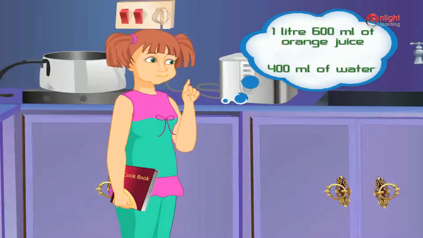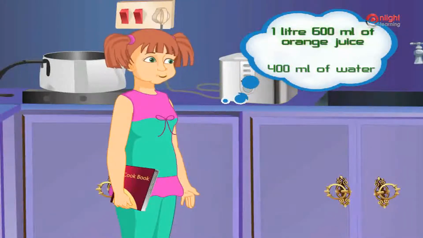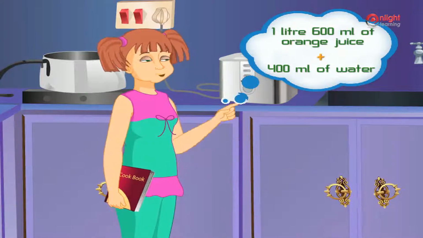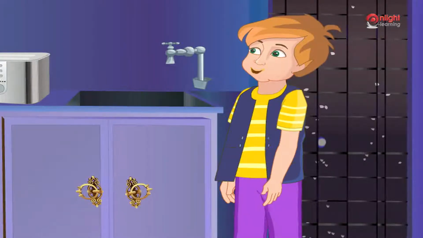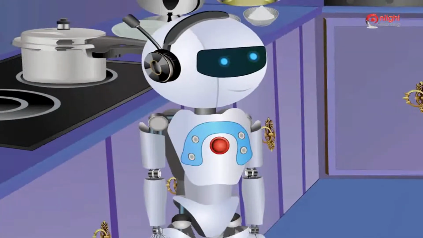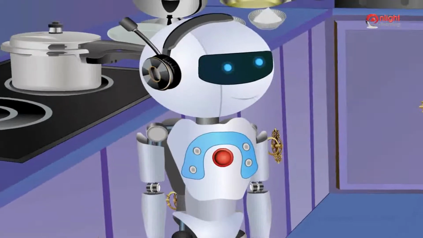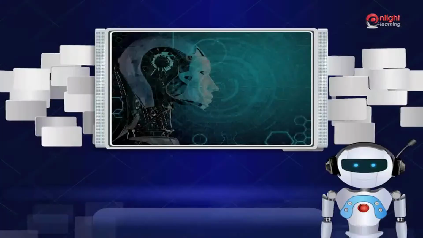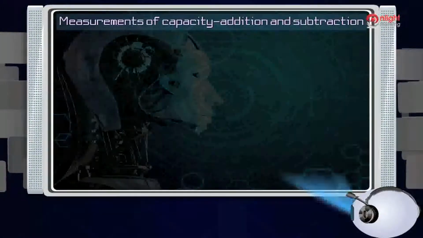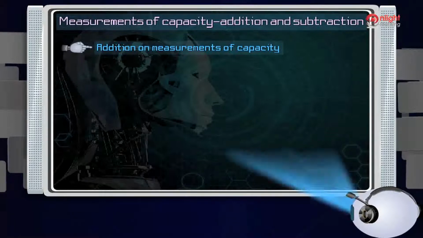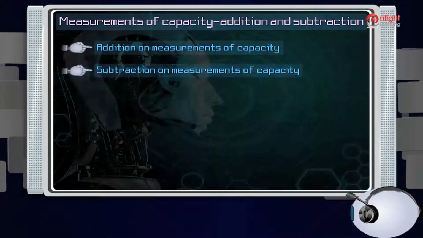Well, that is equal to the sum of the volumes of orange juice and water. But how do we add measurements of capacity which are in different units? Chitti, can you help us out with this problem? Sure, learning how to add and subtract measurements of capacity will help in solving this problem. Today we shall learn about addition on measurement of capacity and subtraction on measurement of capacity.